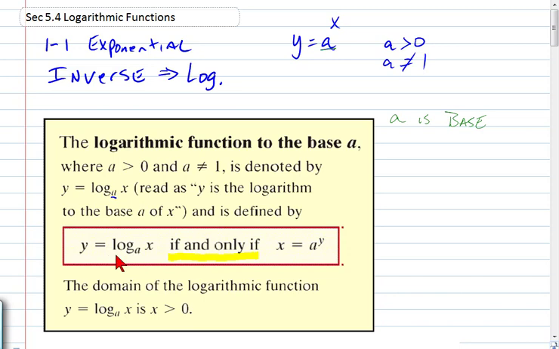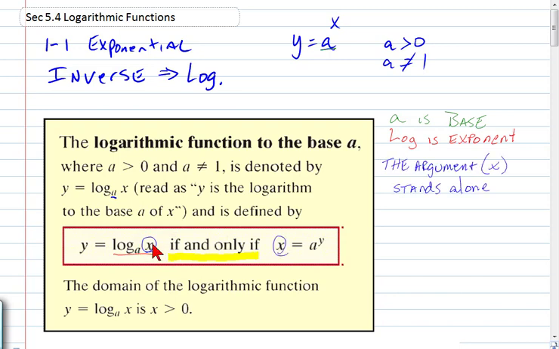We introduced this notation. Now what I want to point out to you also is the log is equal to the exponent. So a is the base, and a log actually is an exponent in an exponential equation. Whenever we have a logarithmic equation, this part right here, x, is called the argument of the log. The argument, the x, stands alone. Do you like to hang around people that argue? No. So that's why I say this, to help you see how these parts fit together.